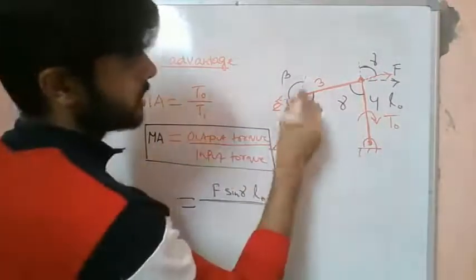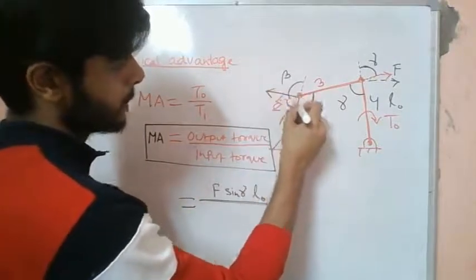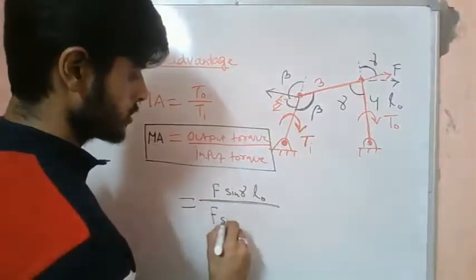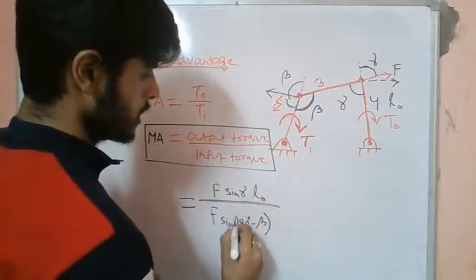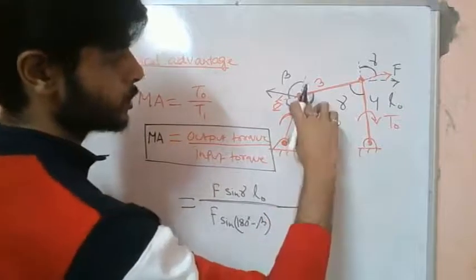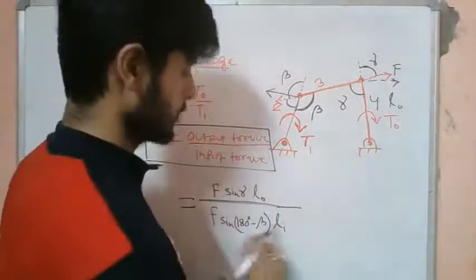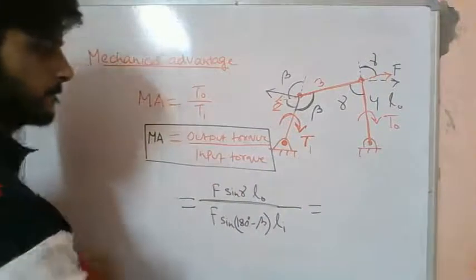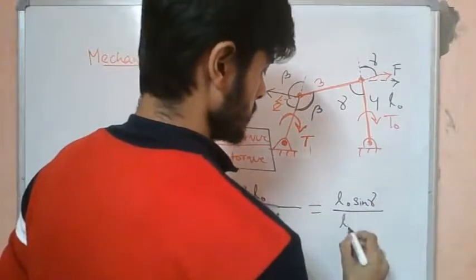We can resolve this force, one parallel to this link and one perpendicular to this link. So this will be F sin of 180 degrees minus beta, times the link length, which is L input. Sine of 180 degrees minus beta is sine beta, right? So this F gets cancelled. So we have L output sine gamma by L input sine beta.